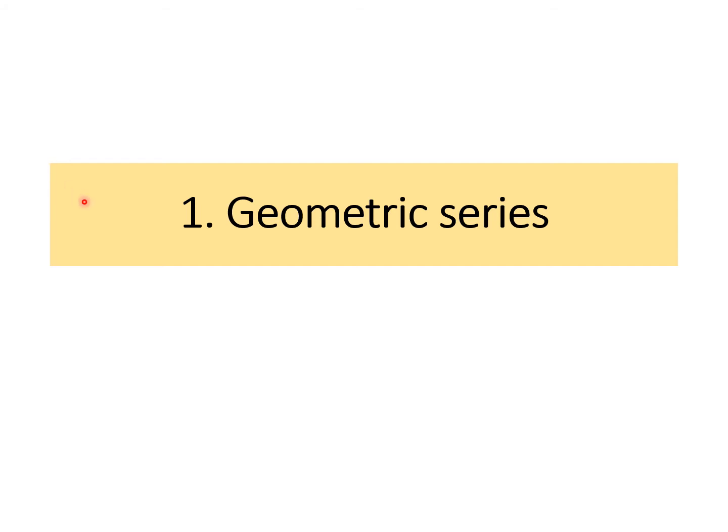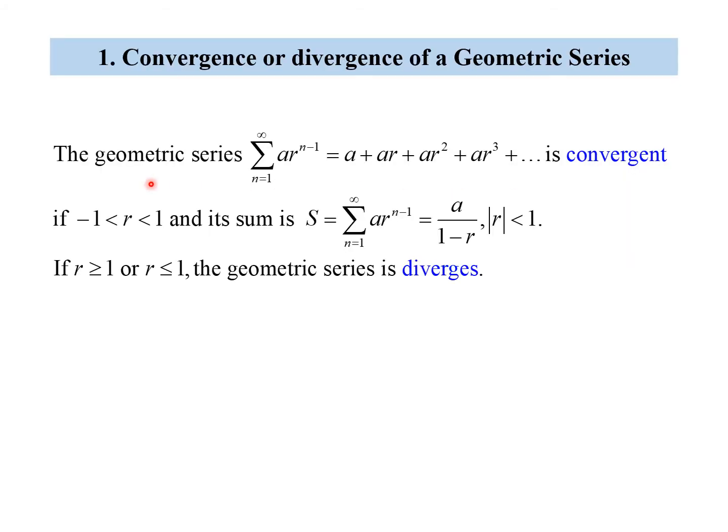A geometric series is a series that is defined by a common ratio in order to get the next term. So it is important to know the common ratio in order to determine the convergence of the series. The geometric series in terms of a r to the power of n minus 1, where n starts from 1 up to infinity, is said to converge if r is between -1 and 1. If it is in this range, then the series converges.